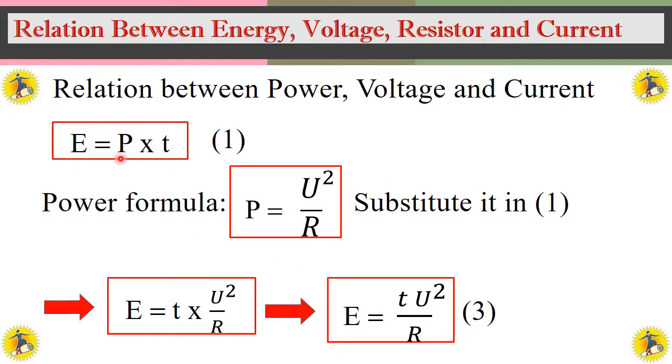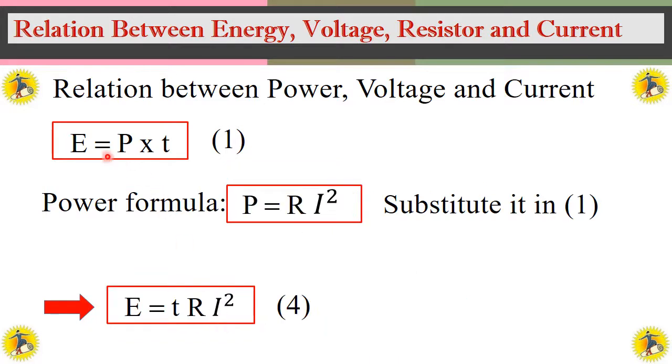Also E equals P times T, and we have P equals U square over R. If we replace P by this value, we will get E equals T times U square over R. Another formula: E equals P times T and P equals R I square. If we replace P with R I square, we get E equals T times R times I square.